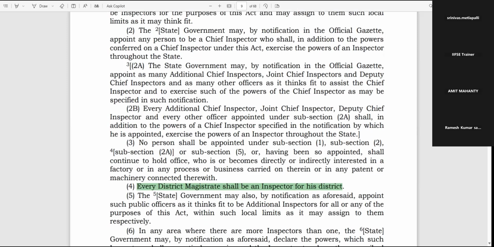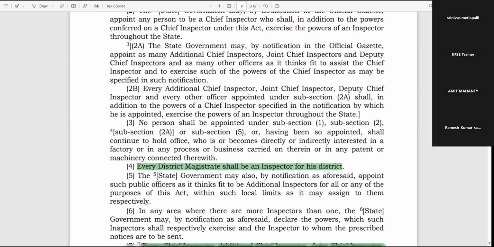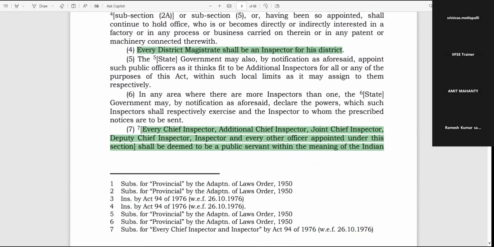So no person shall be appointed under subsection 1 and 2, subsection 5, or, having been so appointed, shall continue to hold office, who is or becomes directly or indirectly interested in the factory or any process or business carried on therein, or in any patent or machinery connected therewith. So in case of any relations or businesses, they will not be selected as inspectors. Then every district magistrate shall be an inspector for his district. So he will be the district collector, the first citizen of a district. So he can act as an inspector.